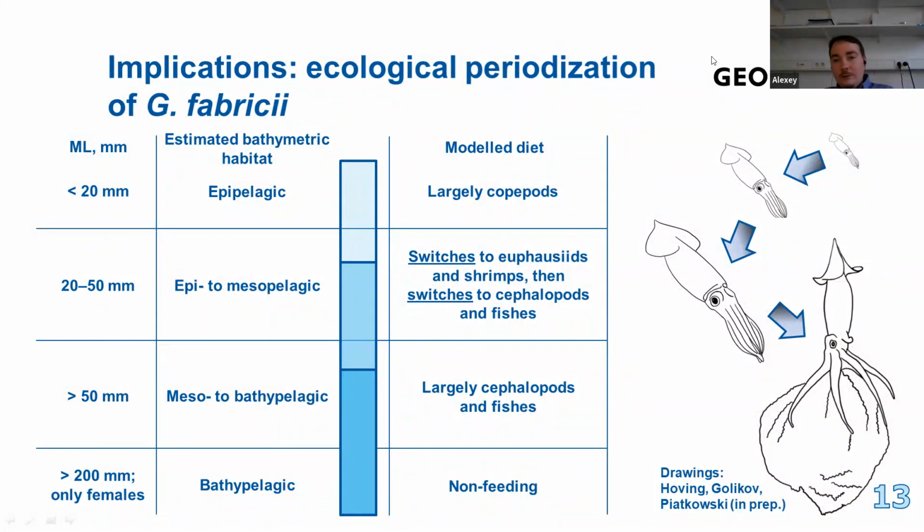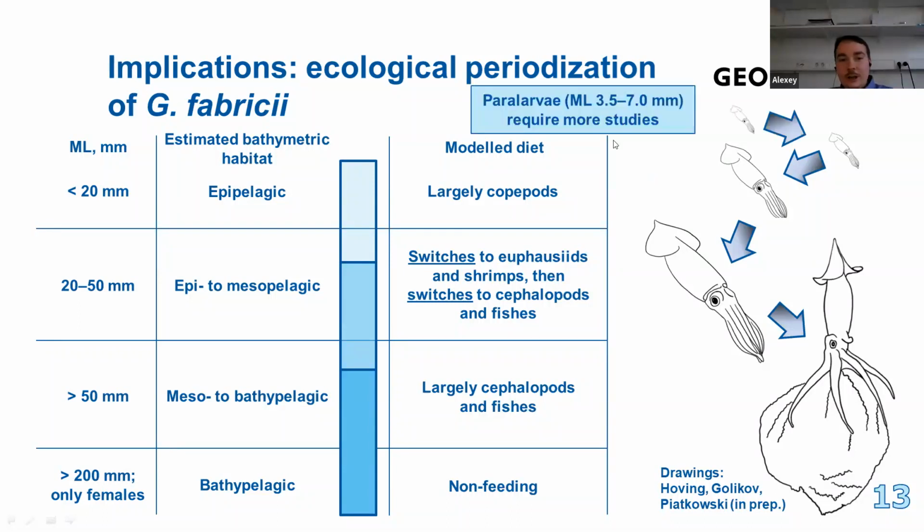A potential pitfall here, what we should do in the future, is paralarva from 3.5 to 7 millimeter body length. What do they eat? Of course, they would be epipelagic. We already know that. And most likely they will be eating copepods. So if we add paralarva, we potentially can have even better resolution of this ecological periodization.